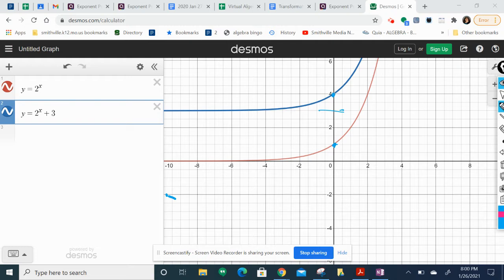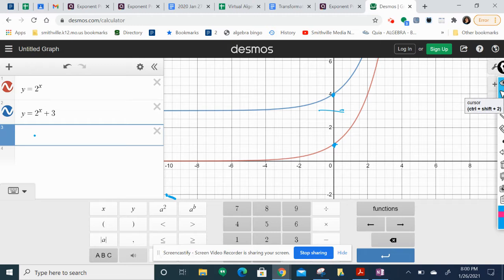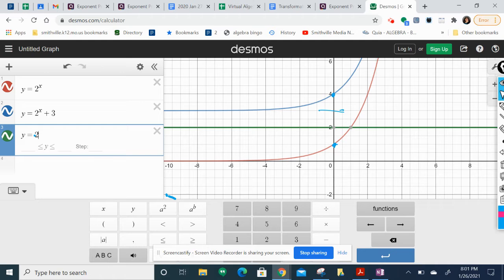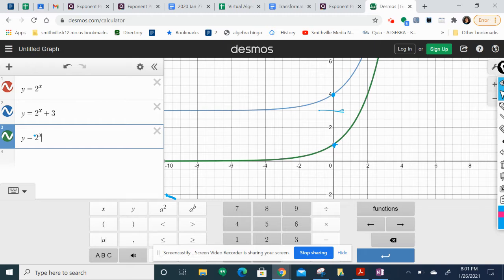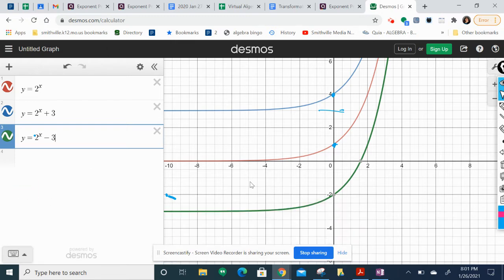The next direction says, take a look at what happens when I graph 2 to the x minus 3. So I'm going to again type in y equals 2 to the x power. Again, I'm going to arrow out of that and then say minus 3. I'm going to shut down my keyboard here so we can see a little bit more clearly. Do you see how this one has now shifted the whole graph down 1, 2, 3 units? Again, it just pushed that whole graph down 3 units.